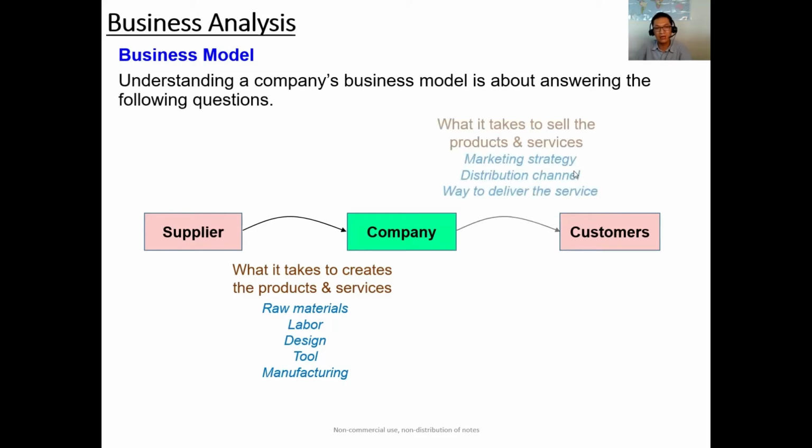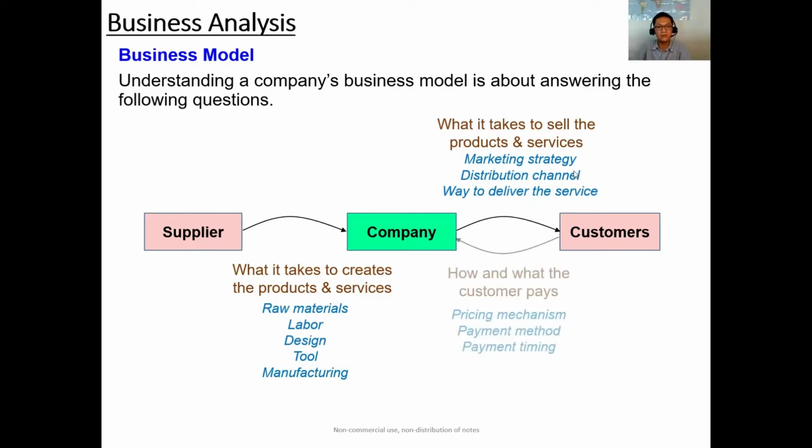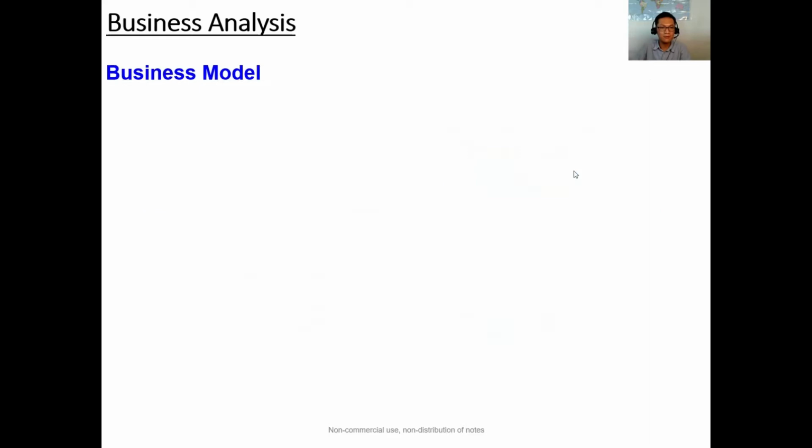And then on the customer side, we need to know what it takes to sell the product or services. What is the company marketing strategy? What is the company distribution channel? What is the way the company delivers the service to the customer? And then from the customer to the company, we need to know how and what the customer pays. What is the pricing mechanism? What is the payment method and timing that is involved?